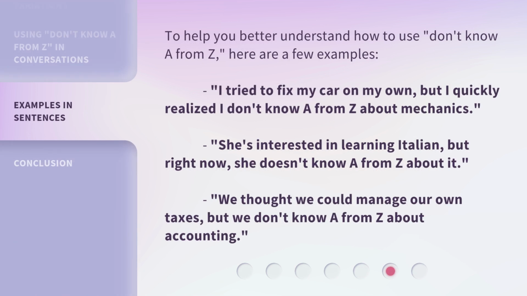To help you better understand how to use "don't know A from Z," here are a few examples. "I tried to fix my car on my own, but I quickly realized I don't know A from Z about mechanics." "She's interested in learning Italian, but right now, she doesn't know A from Z about it." "We thought we could manage our own taxes, but we don't know A from Z about accounting."